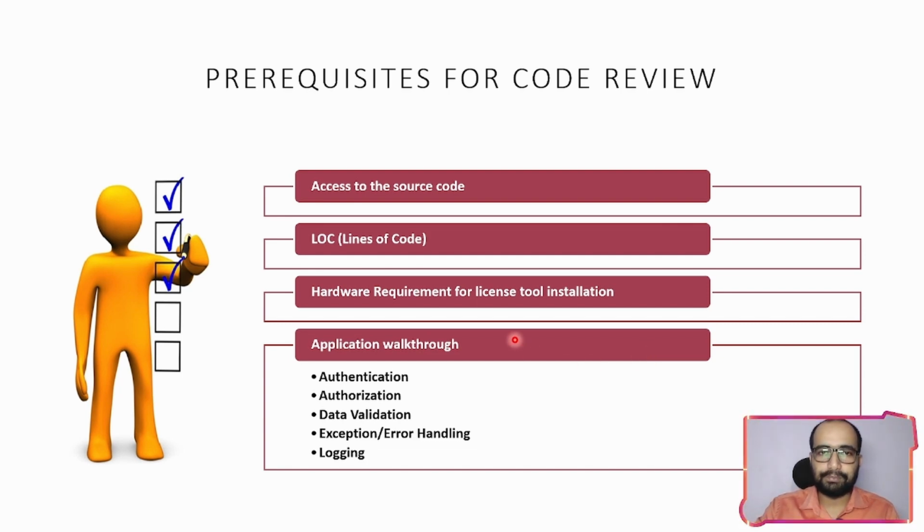You can directly upload that zip or rar file to the automation tool, or you can unzip that source code and do a manual assessment on it. Always remember, the first prerequisite is access to the source code. Another prerequisite is lines of code. It is a very crucial prerequisite because it will help you estimate the total man-hours needed to complete that project. Another is the hardware requirement for license tool installation.